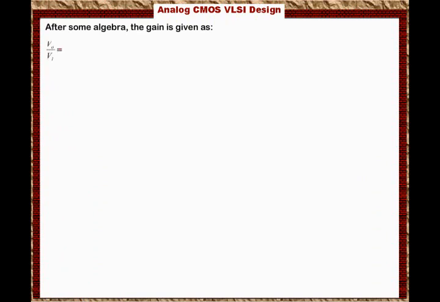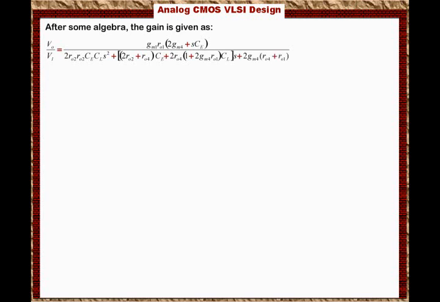Vout over Vi will equal GM1 times RO1 times 2 times GM4 plus S times CE, over 2 times RO2 times RO4 times CE times CL times S squared, plus 2 times RO2 plus RO4 times CE plus 2 times RO4 times 1 plus 2 times GM4 times RO1 times CL times S, plus 2 times GM4 times RO4 plus RO1. So this long gain expression can be simplified into the following.